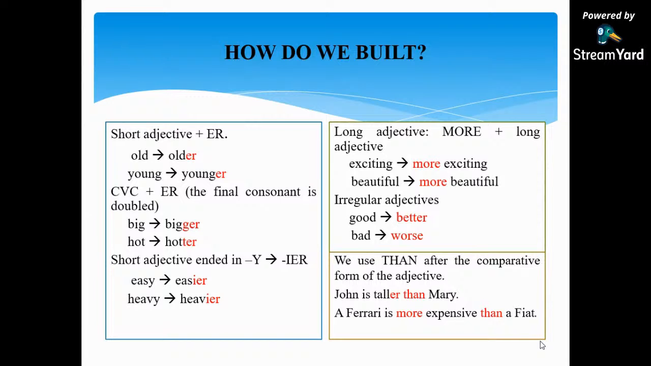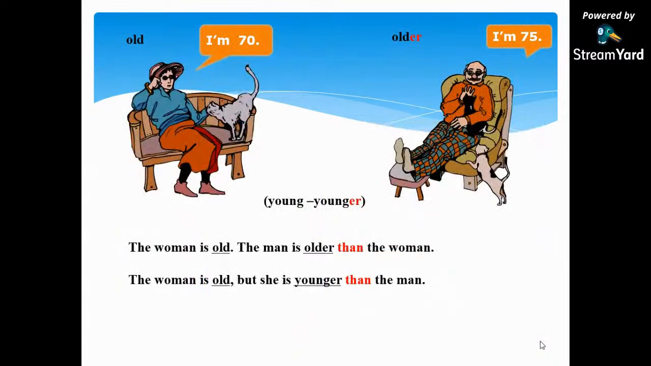John is taller than Mary. A Ferrari is more expensive than a Fiat. Here we have some examples. We have a woman who said, I am 70 years old, and a man who said, I am 75. So it means that the woman is old, and the man is older than the woman. The woman is old, but she is younger than the man.